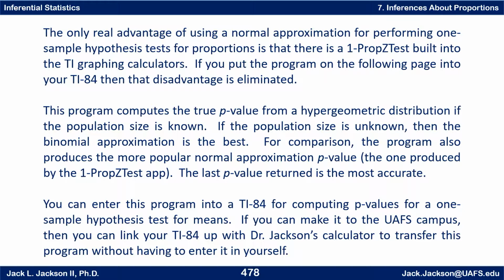This program computes the true p-value from a hypergeometric distribution if the population size is known. If the population size is unknown, then the binomial approximation is the best. For comparison, the program also produces the more popular normal approximation p-value, the one produced by the one-proportion z-test app on the calculator. The last p-value returned is the most accurate one. You can enter this program into the TI-84 for computing p-values for one-sample hypothesis tests.